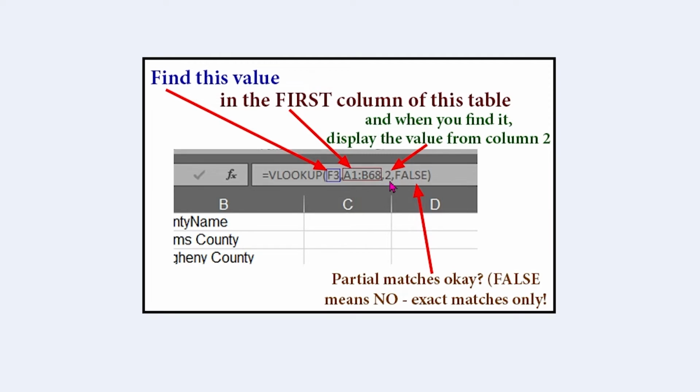So in this case, it says 2, which means from this table in the red box, it's going to count to column 2, and that's the value it's going to display. And the last argument just asks if it's okay to use partial matches. Most of the time, you will say false, meaning you want an exact match.